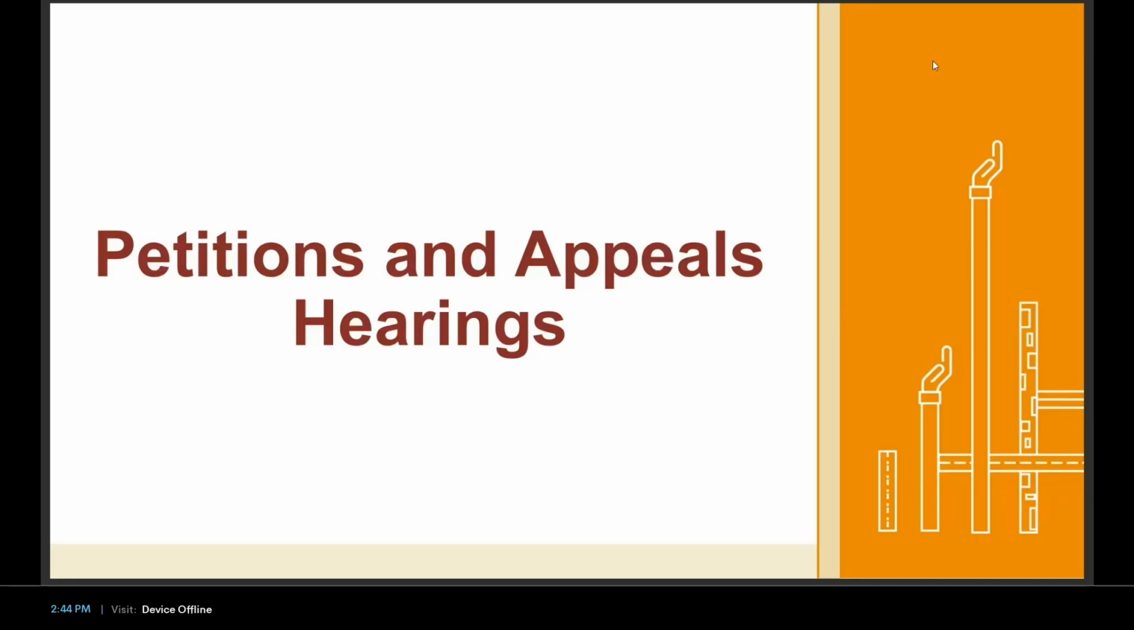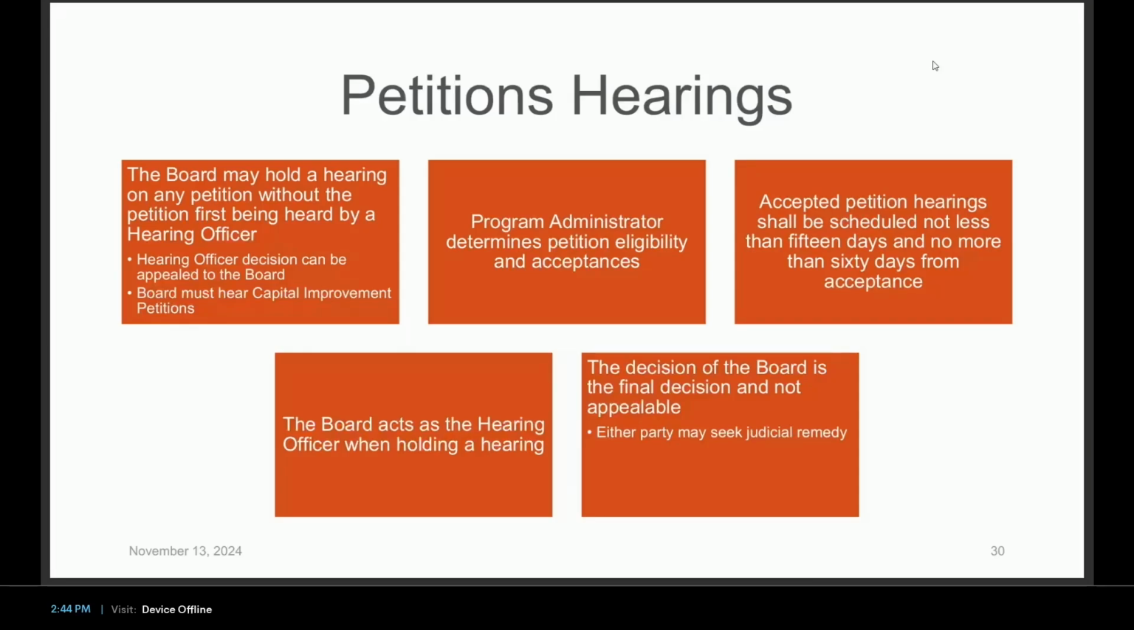So now we're going to get into the petitions and appeals hearing process. For petition hearings, we're going to walk through some of the key components of the petition hearing process as it relates to the board and the program administrator. Firstly, the board retains the authority, as we stated before, to hold a hearing on any petition directly, without requiring it to be first heard by the hearing officer.